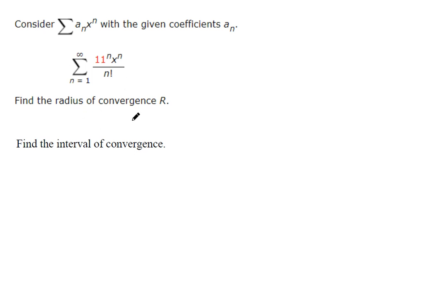We're asked to find the radius of convergence and the interval of convergence for this series. We have some tools in our tool belt to help us find whether a series converges or diverges, and the one that sticks out to me, since I'm seeing the variables in the exponent, is the ratio test, where we evaluate the limit as n goes to infinity of the absolute value of the next term divided by the current term.